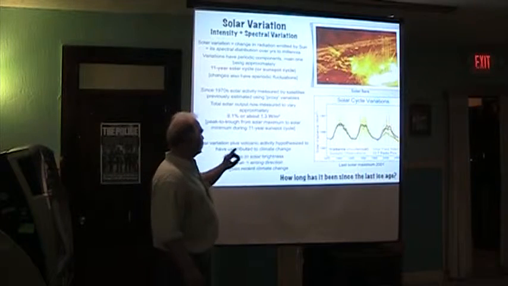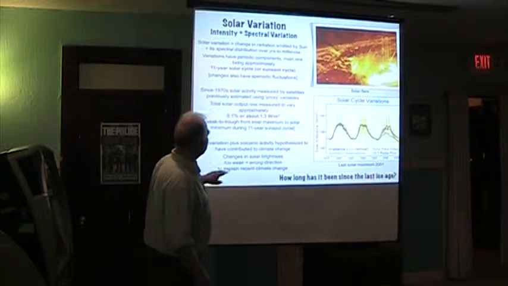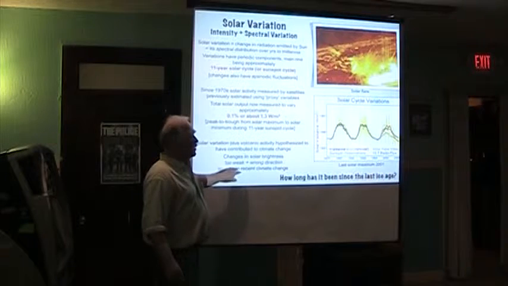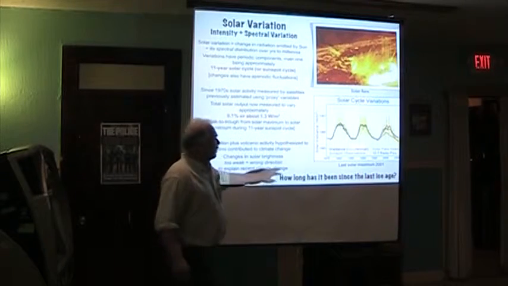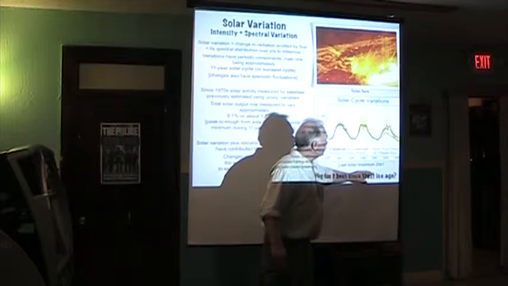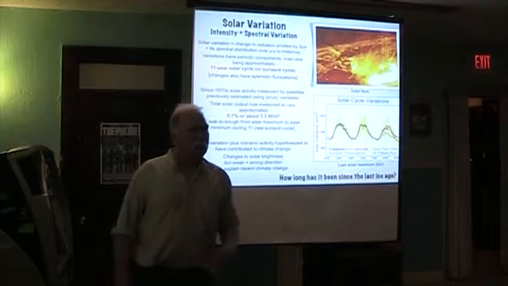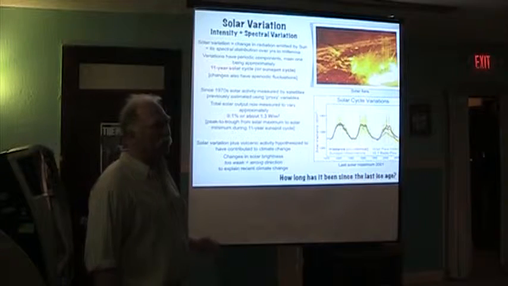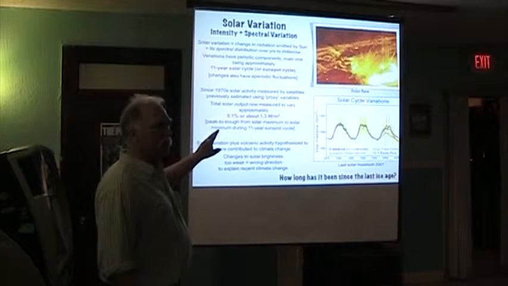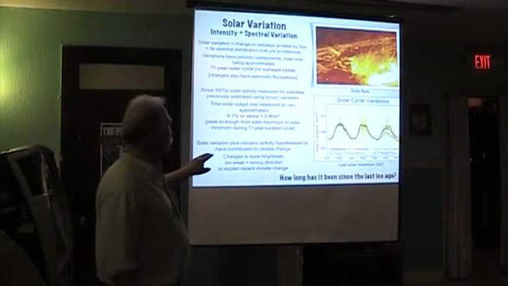Okay, but here's the problem for people who think the sun is causing this. That's too weak a change, and it's in the wrong direction. Our last solar maximum was 2001, and we're kind of delayed. It's been more than 11 years since then, right? We haven't gotten back to sunspot activity again. So there's variation on that. So the sun is not causing this change. Can't blame the sun.